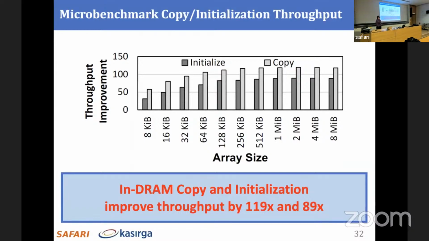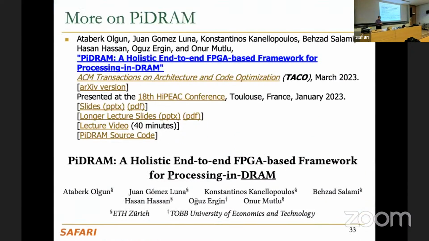And these are the results that we show that we can actually provide by providing in-DRAM copy and initialization. You can improve throughput by quite a lot, by 120 times as well as 89 times. But this is also a bit skewed because the processor that we have in FPGAs is not that powerful. So if you implement such a technique in a more powerful workstation, you're still going to see improvement, but the improvement might be a bit lower. So if you want to know more about PyDRAM, you can check this paper.